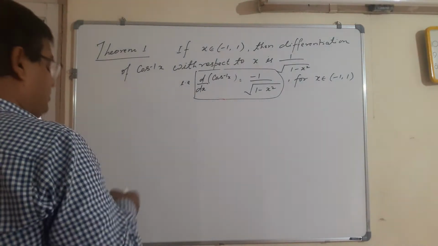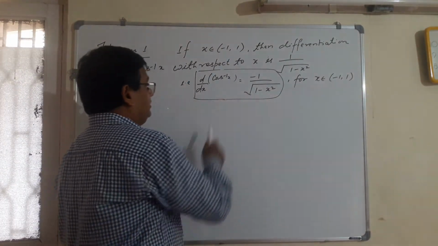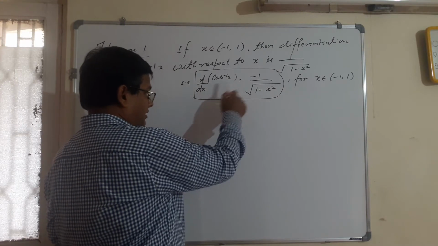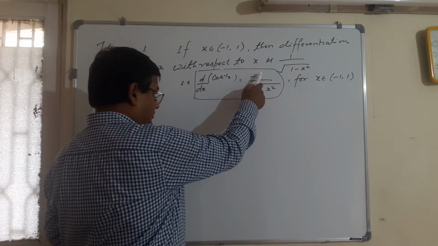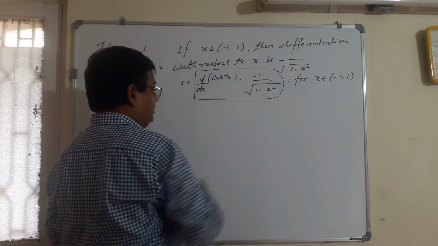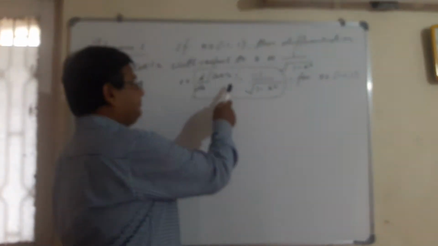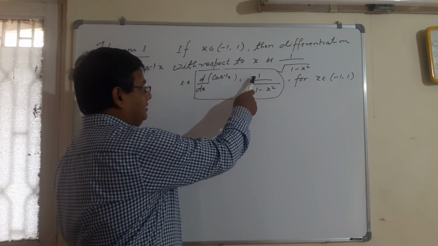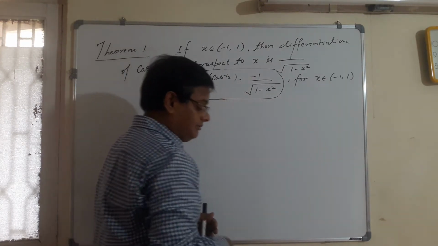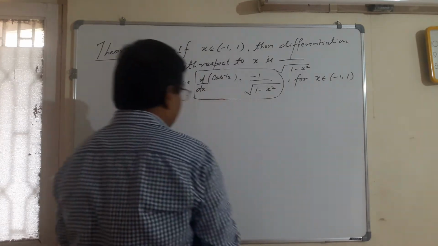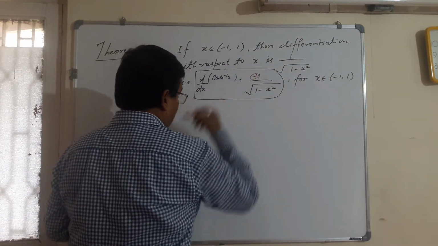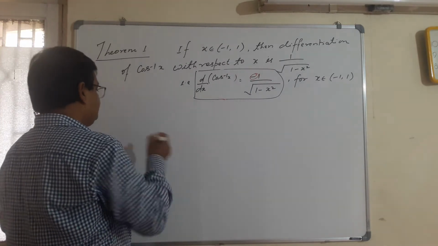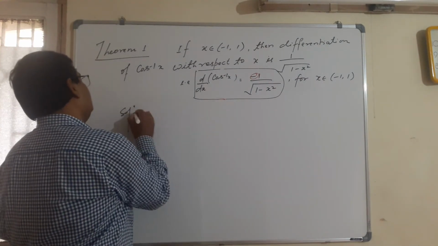Now differentiation of cos inverse x. Differentiation of cos inverse x with respect to x is equal to minus 1 over square root 1 minus x square. Only difference is the minus sign here. The formula will be same, only the minus sign. So see here how we can solve.